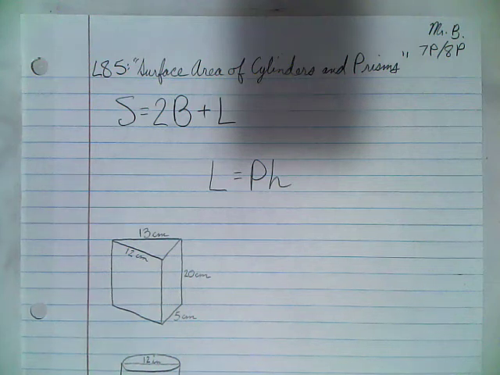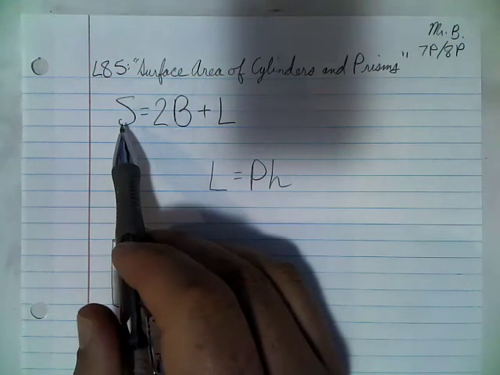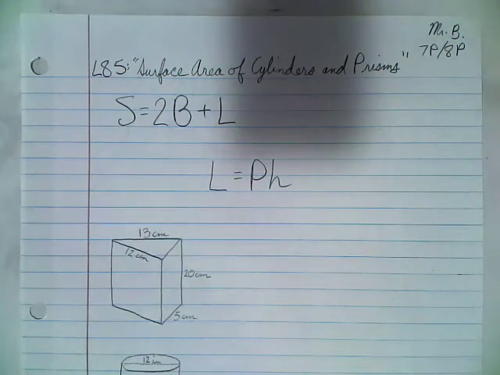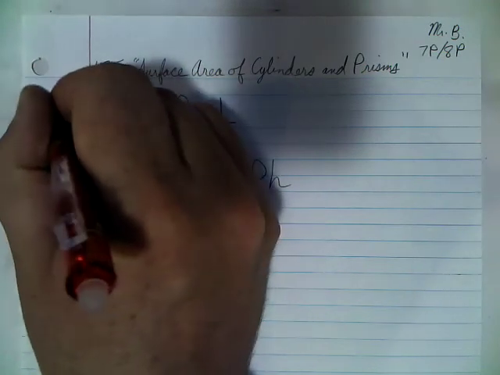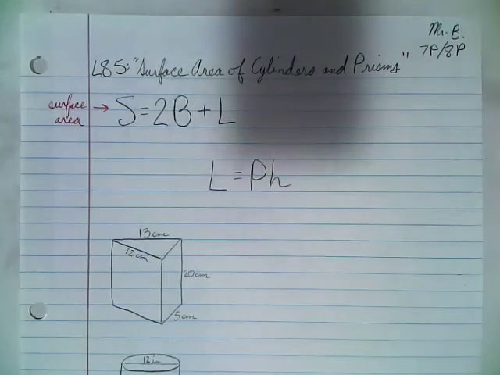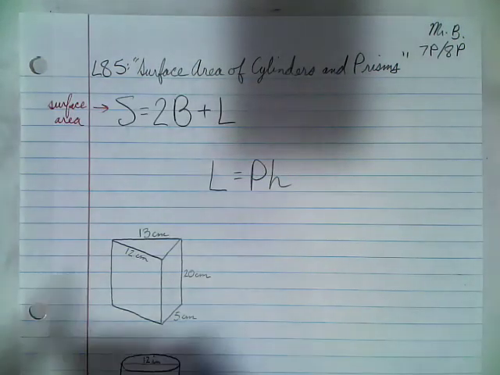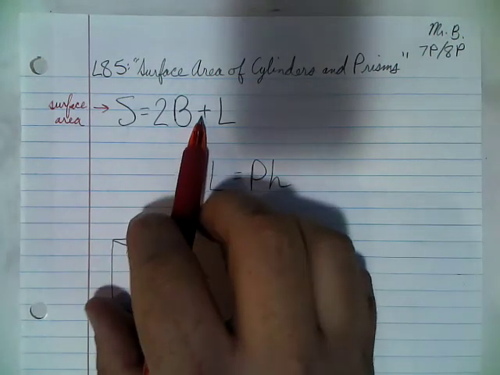This video is over Lesson 85, Surface Area of Cylinders and Prisms, and it is for my pre-algebra classes. So, ladies and gentlemen, surface area of cylinders and prisms has a fairly simple formula. S here stands for surface area, so let's label that. Surface area equals 2B plus L.